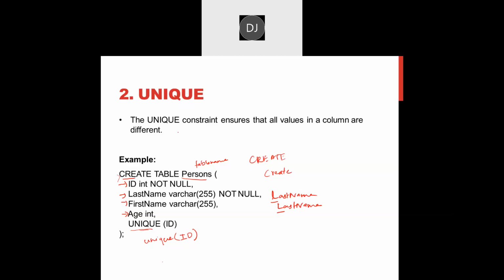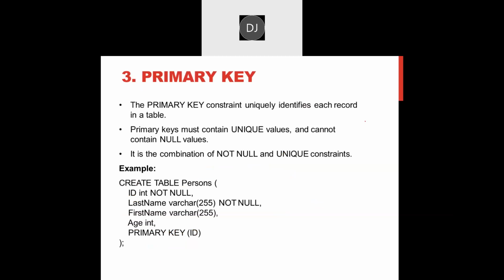Okay guys, the unique constraint ensures that all values in a column are different. Okay, this I have explained. Furthermore, I'll show an example of each. Then about a primary key, if you want to make any column a primary key, you can give it like this: PRIMARY KEY and the name of the column inside the brackets. This need not always be id. This may be last name, first name, anything you can give as a primary key.